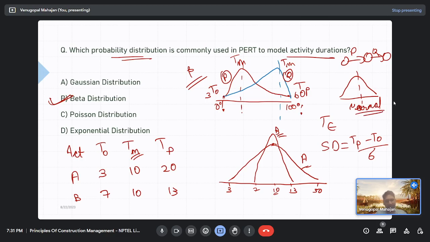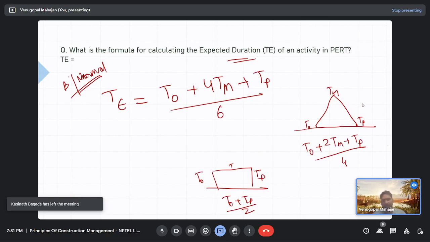Okay, this is the basic premise that we say that activity durations follow beta distribution curve and the whole project distribution follows normal distribution curve. Okay, normal distribution means centered, right? We will see this in numerical.